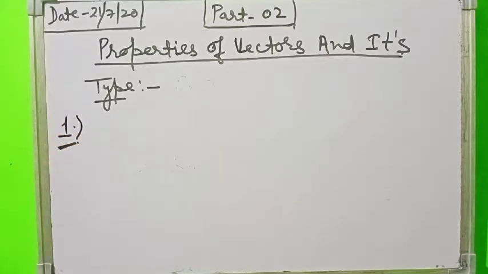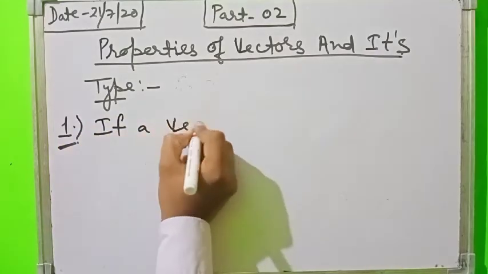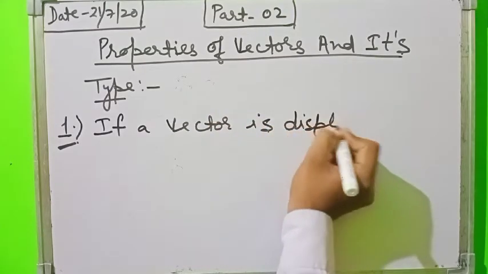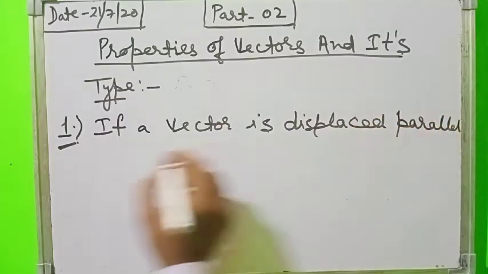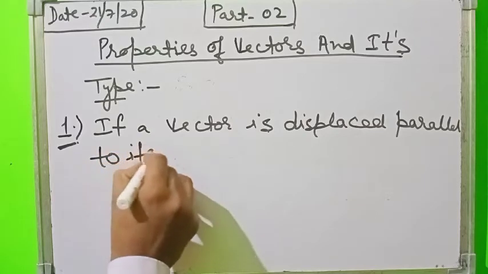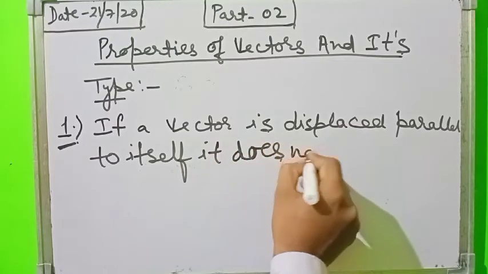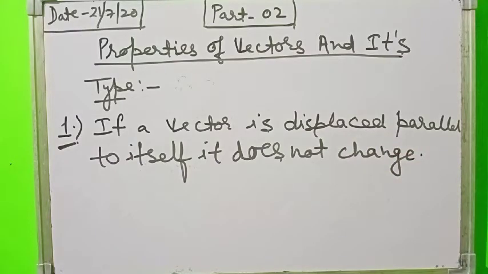So dear students, the first property of vector is that if a vector is displaced parallel to itself, it does not change. If a vector is displaced parallel to itself, it means translation of the vector does not change the vector.